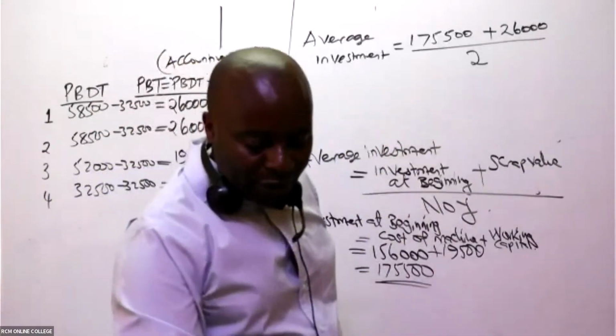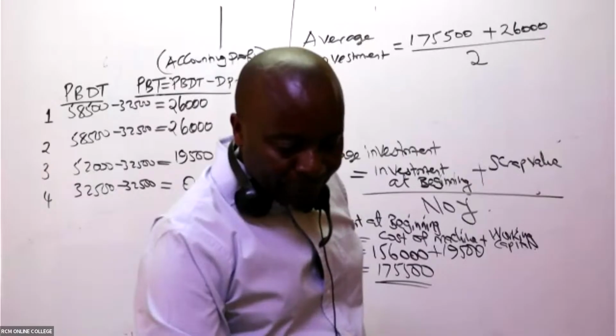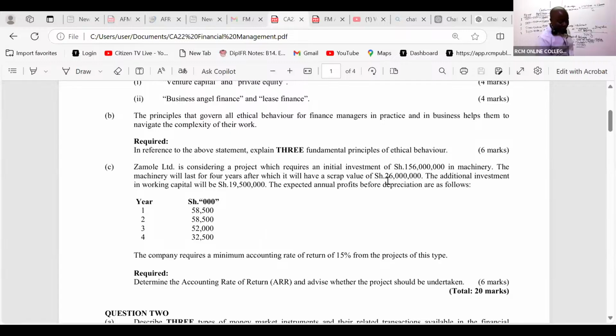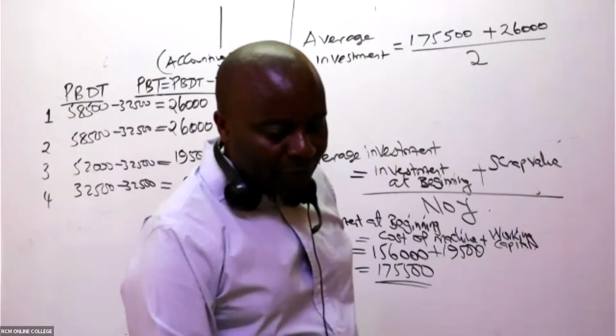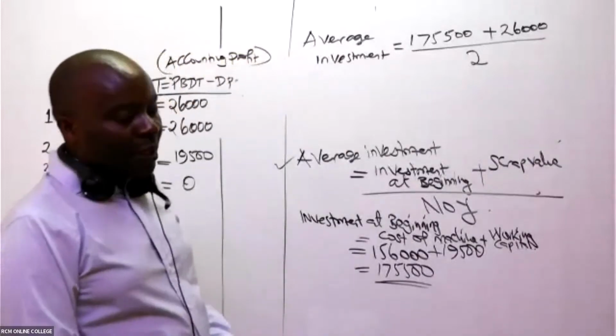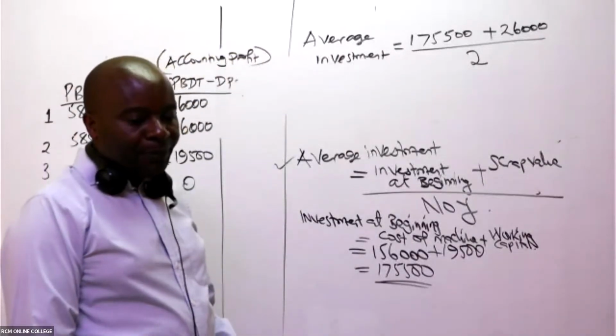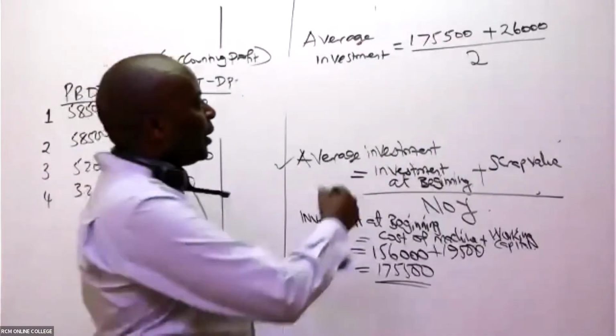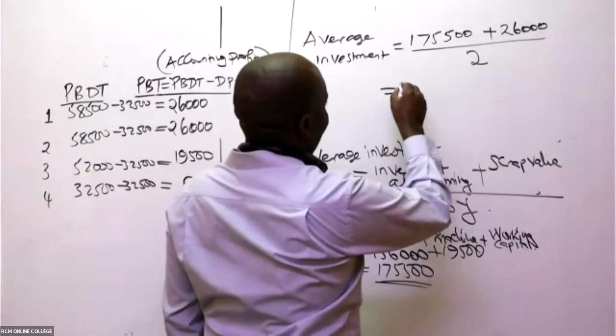Scrap value, I hope you're able to remember, is 26,000. Our figures are in thousands, remember. So we take 175,500 plus 26,000, and whatever we get there, we divide by 2. Are you able to give me this answer pretty fast? According to Catherine, we are getting 100,750.